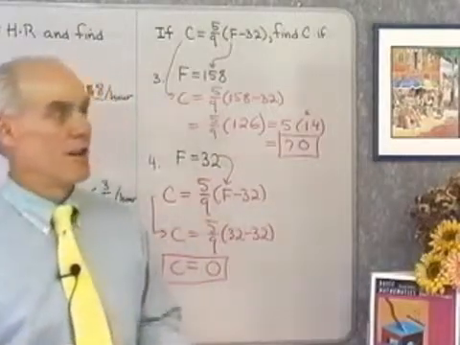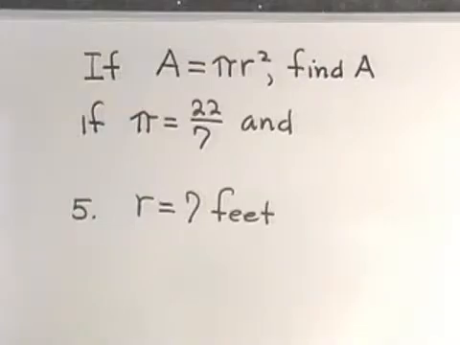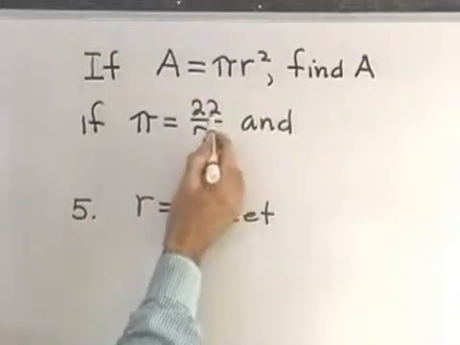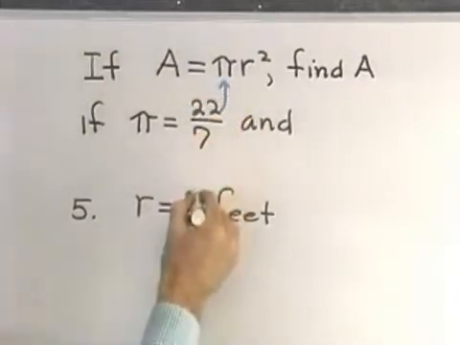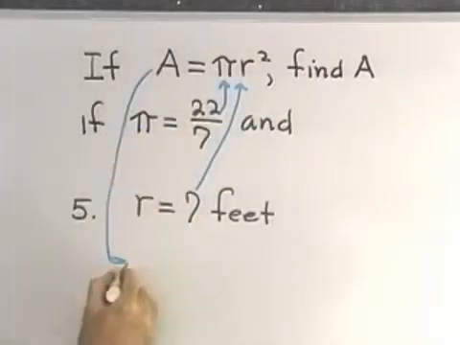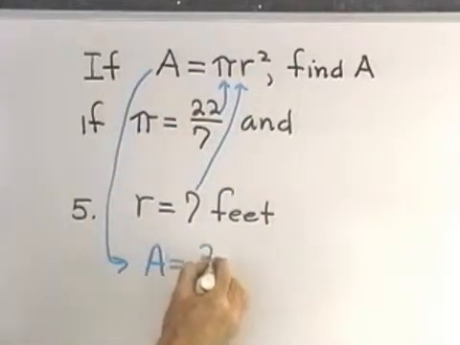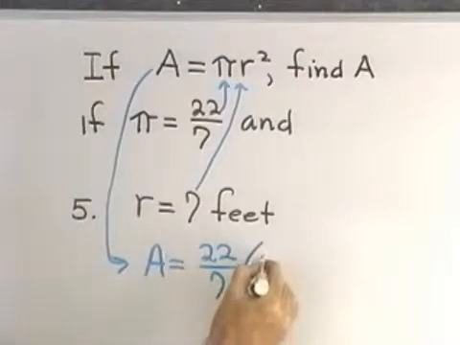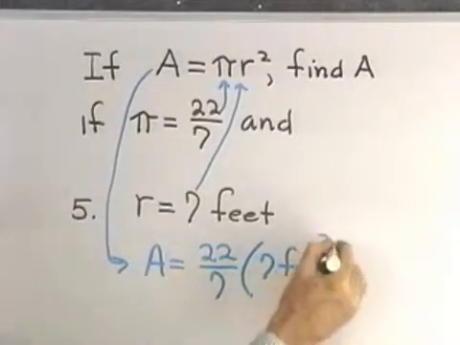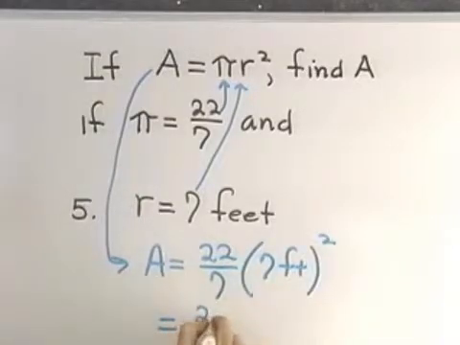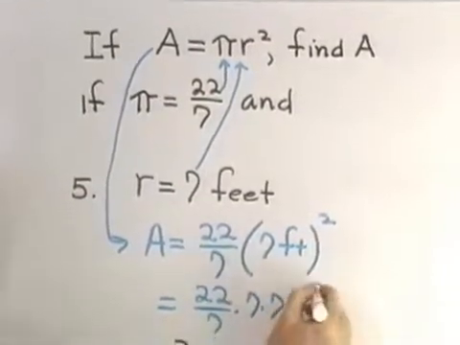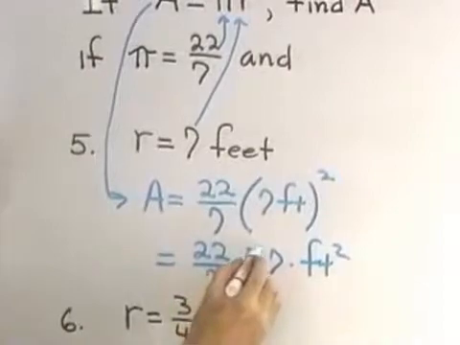Let's look at a problem that involves the area of a circle. A is equal to pi r squared. Find A if pi is 22/7 and r is equal to 7 feet. So A is equal to pi r squared. Pi is 22/7, so I'll substitute that in. R is equal to 7, I'll substitute that in, and I end up with A is equal to 22/7 times 7 feet squared. So I'll have 22 divided by 7 times 7 times 7, because that's 7 squared, feet squared. Now let's see, those 7's divide out.